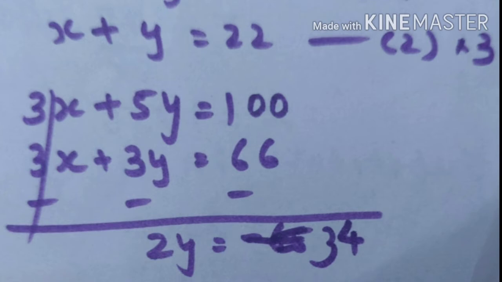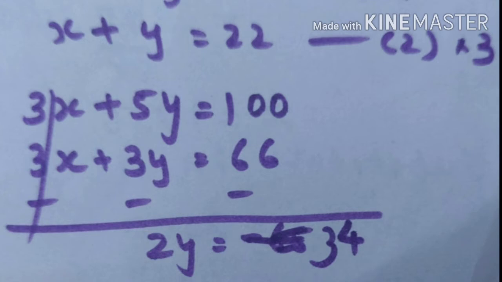Now we want the 3 paise stamps. So we have to solve these two equations by simultaneous linear equations, or you can say the elimination method. For that, equation number 2 is multiplied by 3, and then we put the first equation and second equation vertically, like terms under like terms, and then take the subtraction. So the x variable 3x plus and minus gets cancelled, and 5y minus 3y is 2y is equal to 100 minus 66, that is 34.